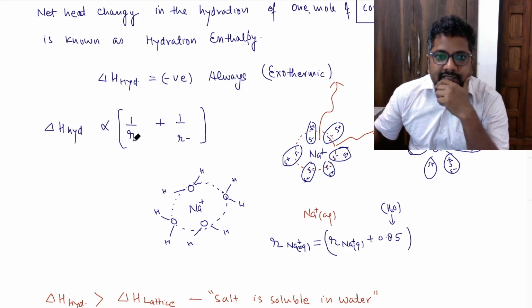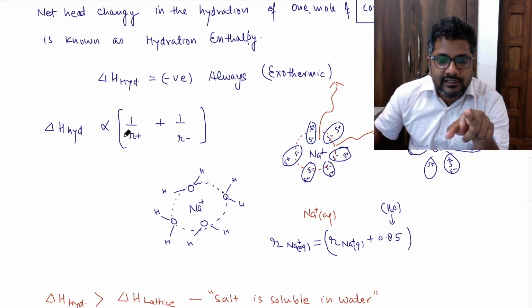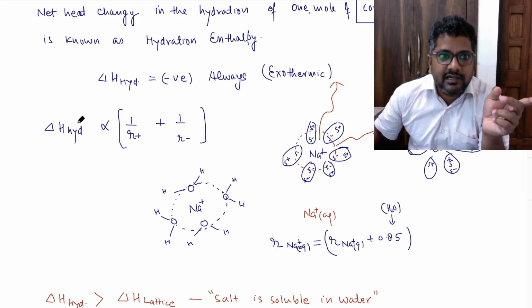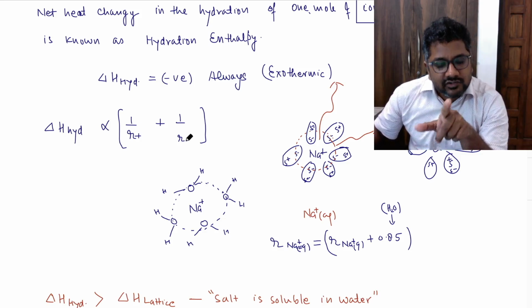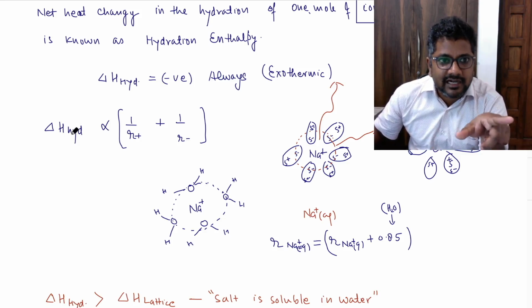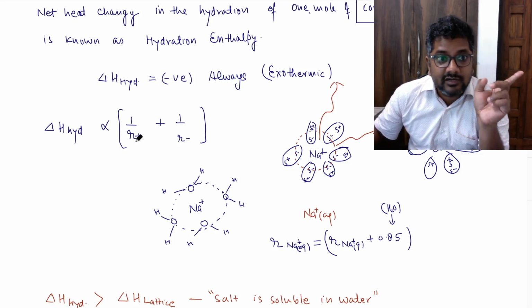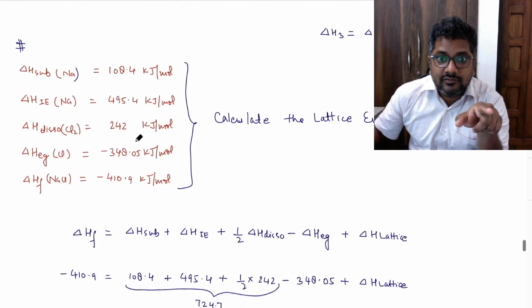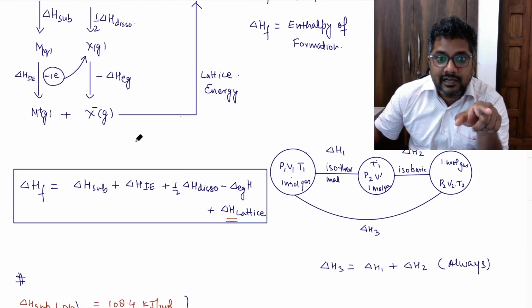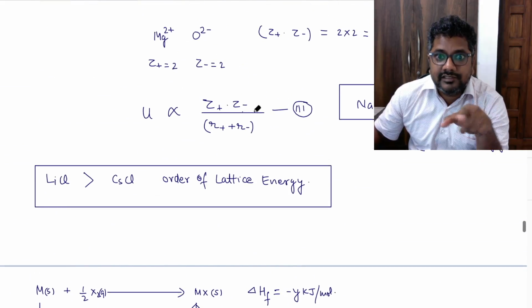So suppose that the cation is too small. If the cation is too small, then it will contribute maximum to the hydration energy. The anion is large, so it will contribute less to the hydration energy, but this cation is contributing largely in the hydration energy. And now come to the lattice energy, where I have written the formula here.